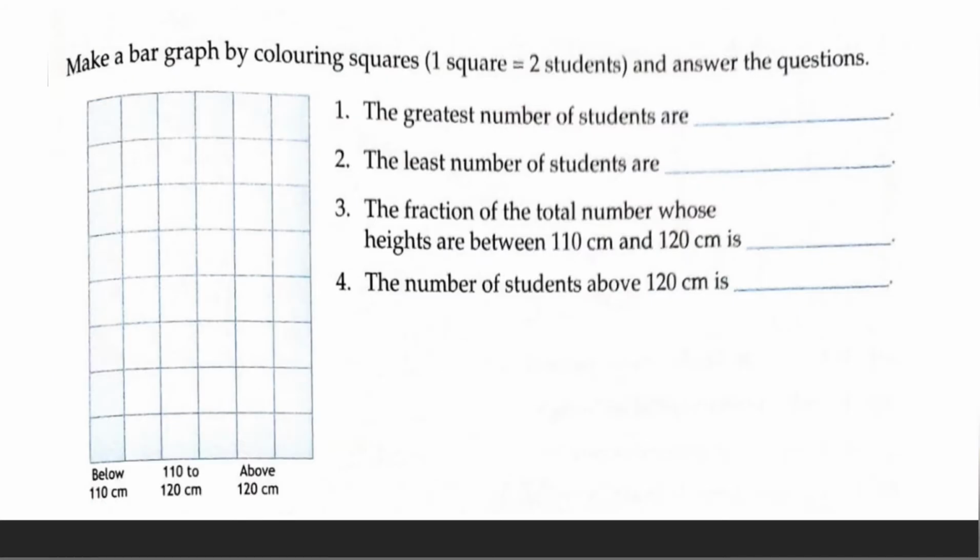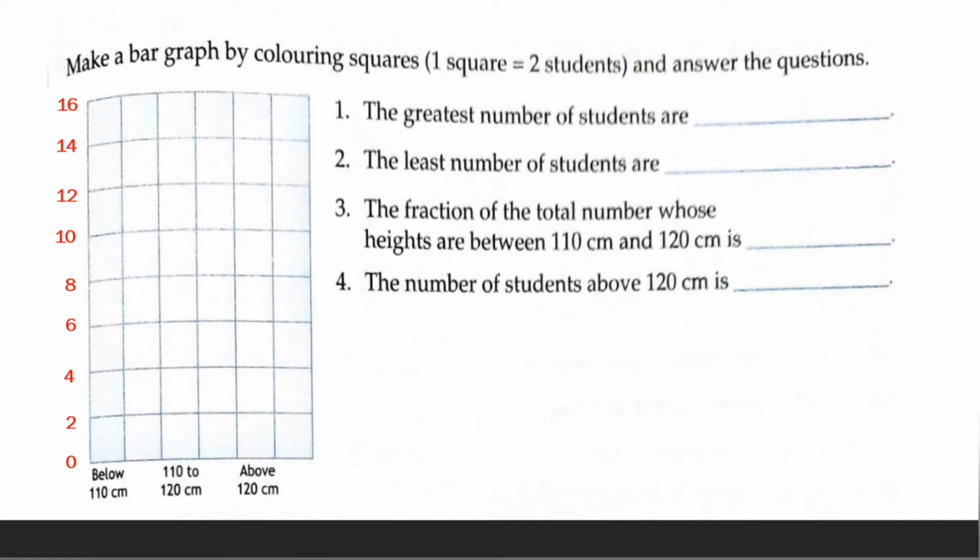Now the same thing we have to arrange in the form of a bar graph by coloring squares, and each square here represents 2 students. So we'll write 0 over here, and we know that each square represents 2 students. So we'll write 2, 4, 6, 8, 10, 12, 14, 16, likewise. And we have to make a bar graph of what we have already done.